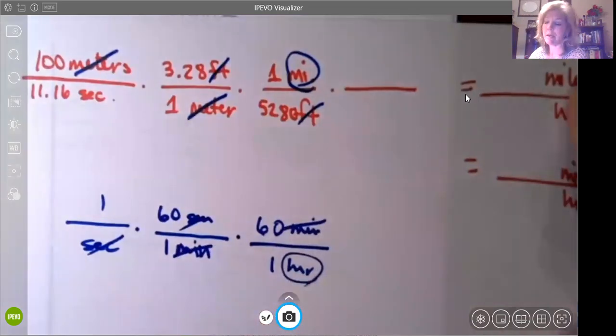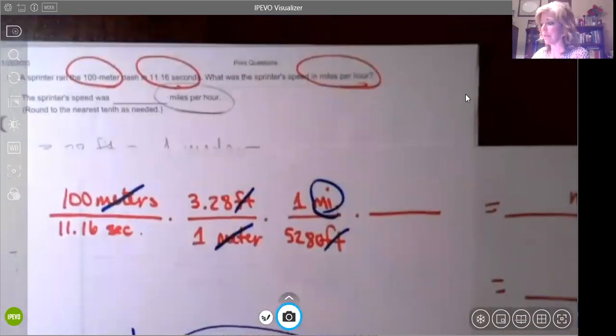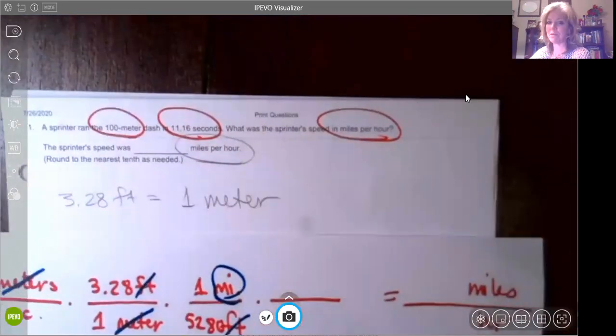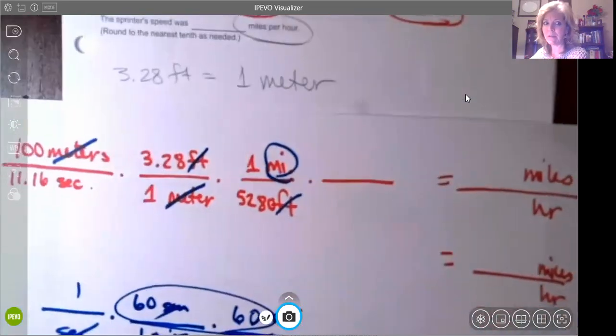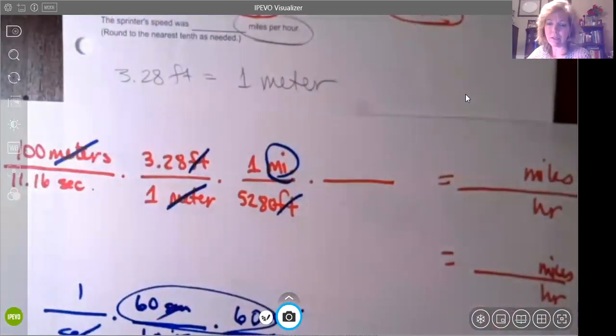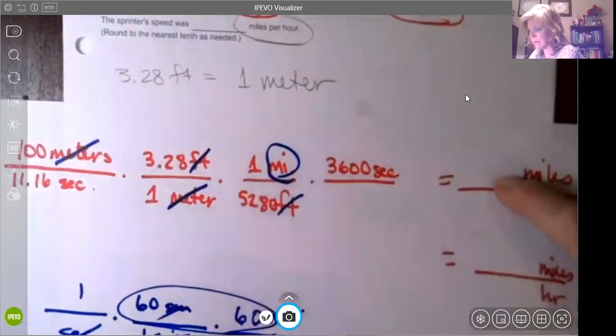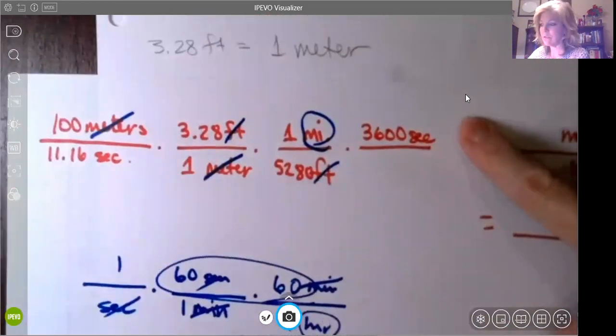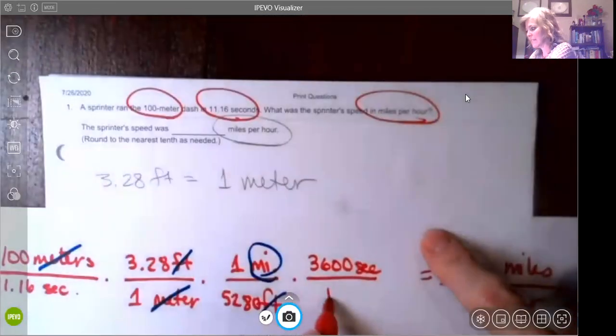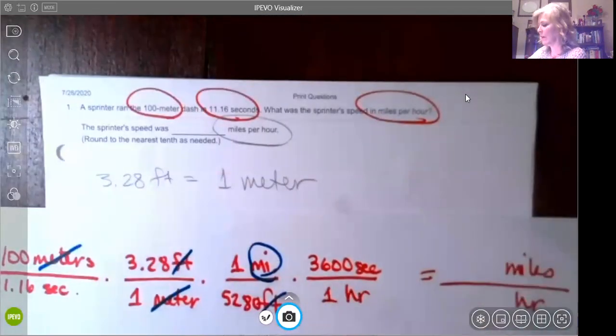There's also a lazy way to do this. 60 times 60 is 3,600. That's the one I like, so that's the one I'm going to come up here and use. My seconds are in my denominator, so I'm going to put my seconds in my numerator. And so I have 3,600 seconds, and that's the value for 1 hour.